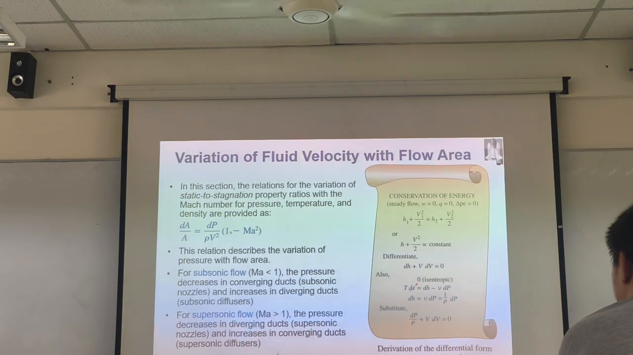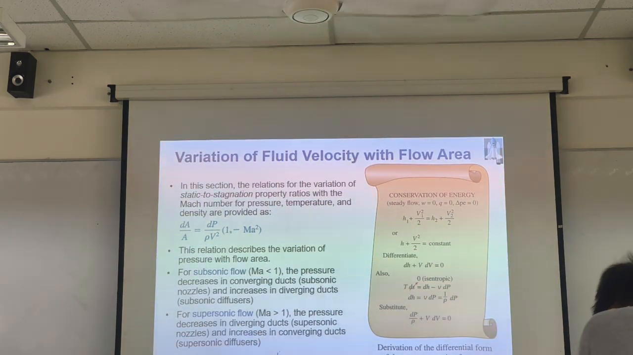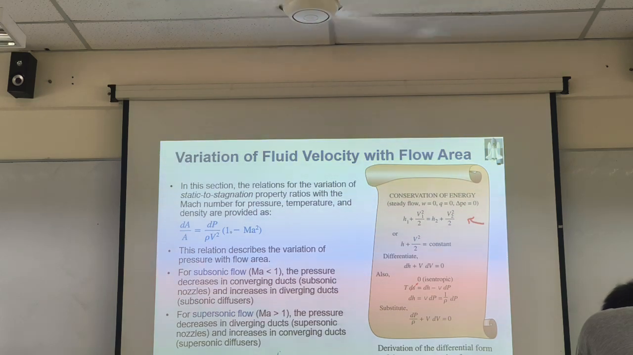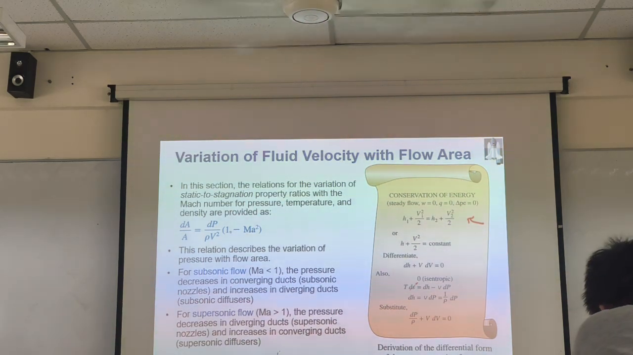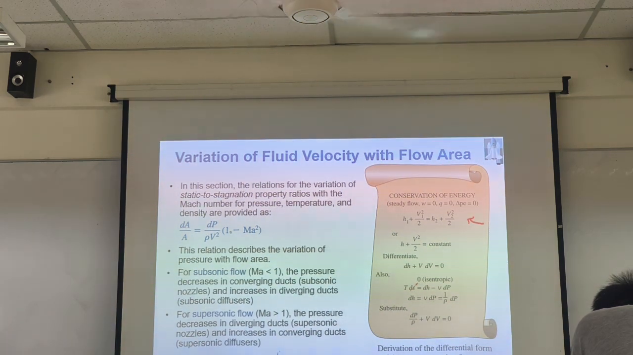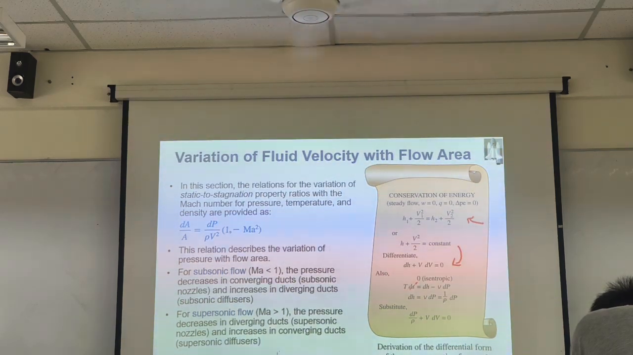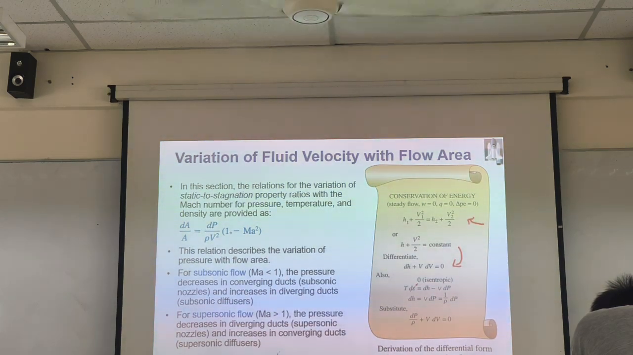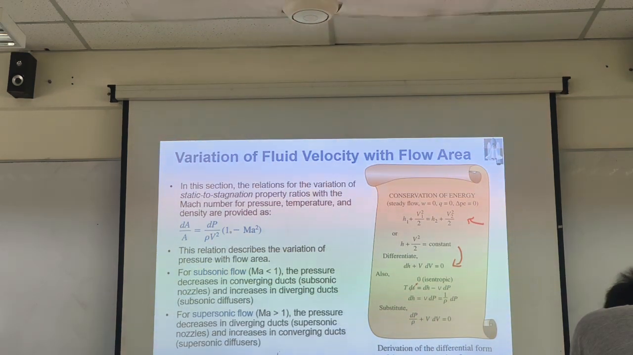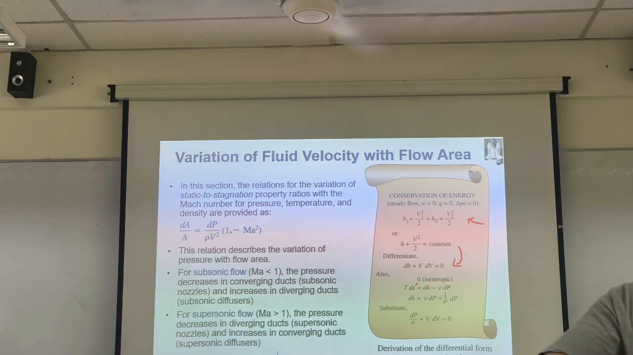Now we will do a quick derivation of how the fluid velocity changes with flow area. Let's say we have conservation of energy, so h1 plus V1 squared over 2 equals h2 plus V2 squared over 2, and we say this is constant. If we differentiate this equation, we get dh plus V dV equals 0. We also take the second law equation, T ds equals dh minus v dP.